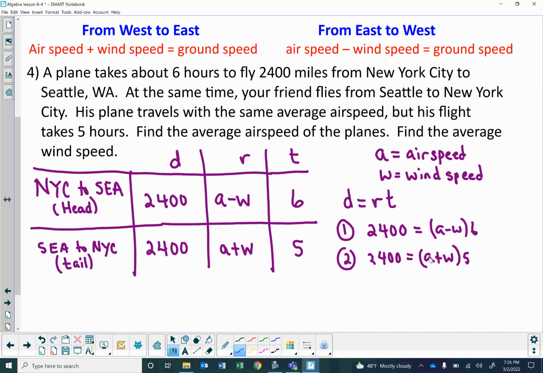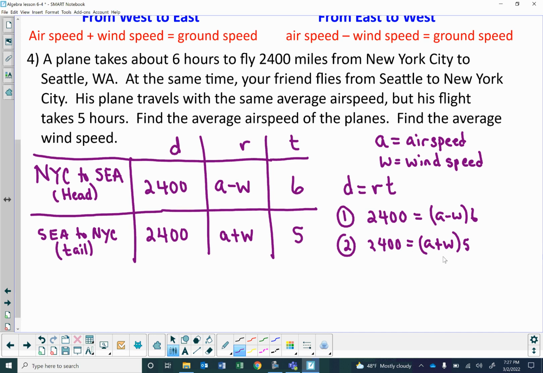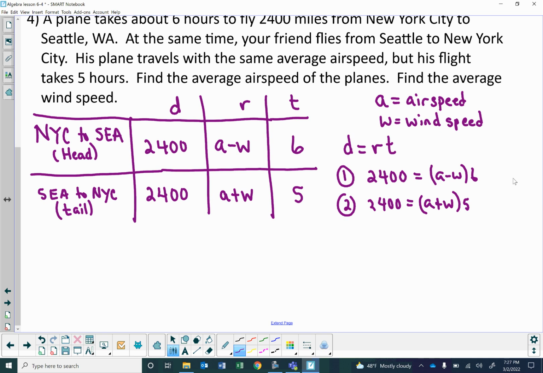Right. Now, I could distribute the 6 and the 5, or I could simply know that 2,400 is divisible by 6, and 2,400 is also divisible by 5. So since I would be distributing the 6 and the 5, I can take both equations and divide them by each one of these numbers. So I could take this entire equation and divide it by 6. I could take this entire equation, equation number 2, and divide it by 5.